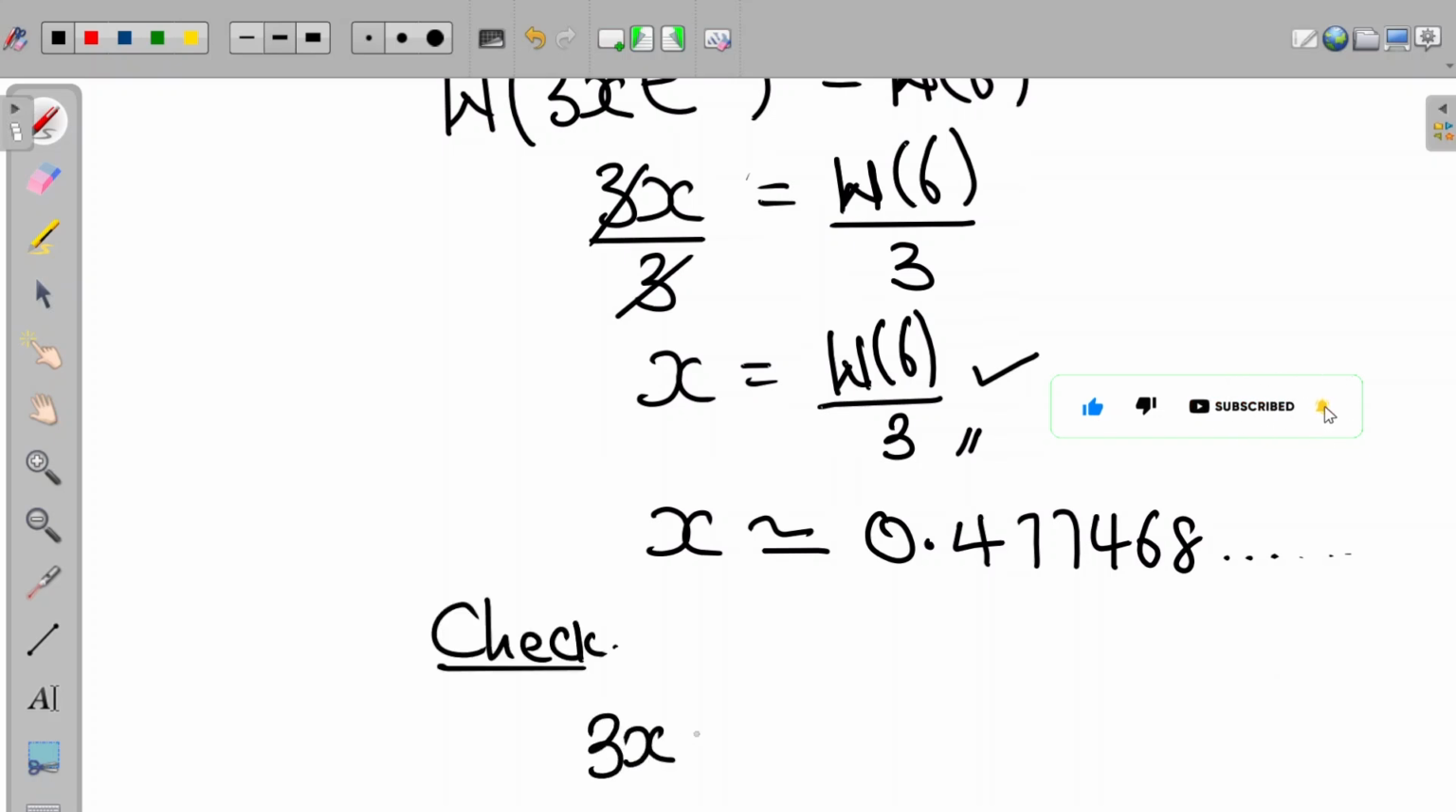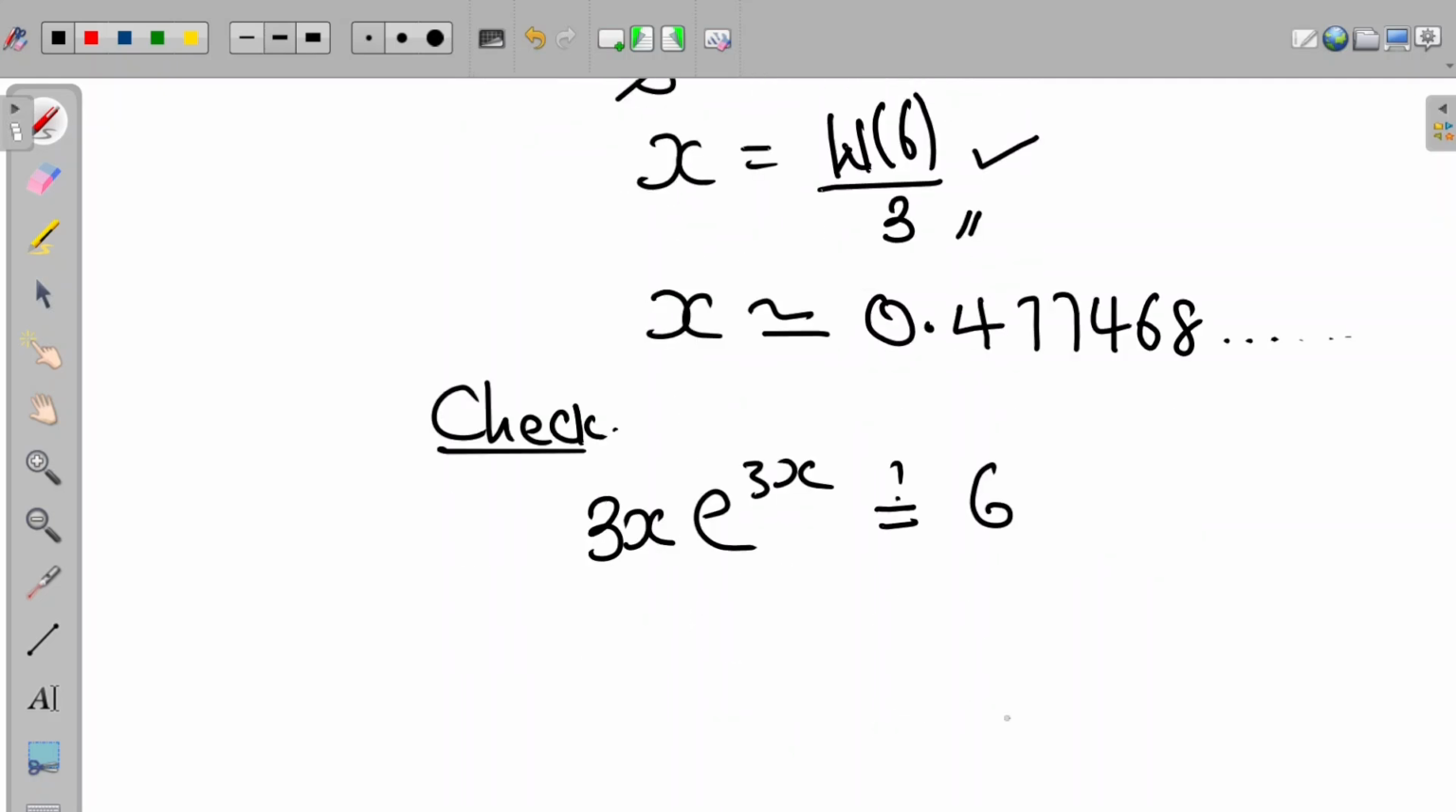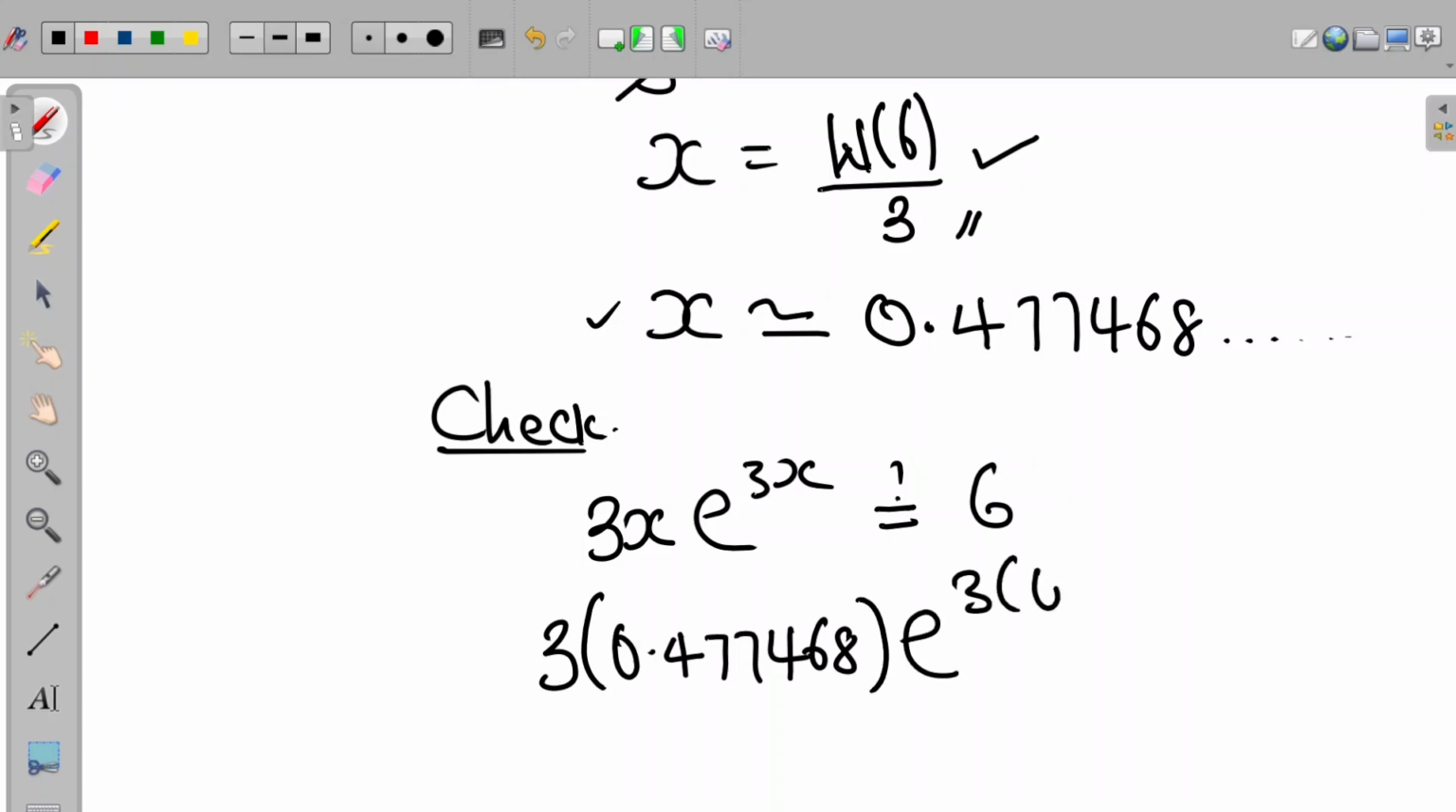3x multiplied by e raised to the power of 3x is equal to 6. Now we have obtained the value of x, which is equal to 0.477468 and so on. So this becomes 3 multiplied by 0.477468 multiplied by e raised to the power of 3 multiplied by 0.477468. Everything is equal to 6.